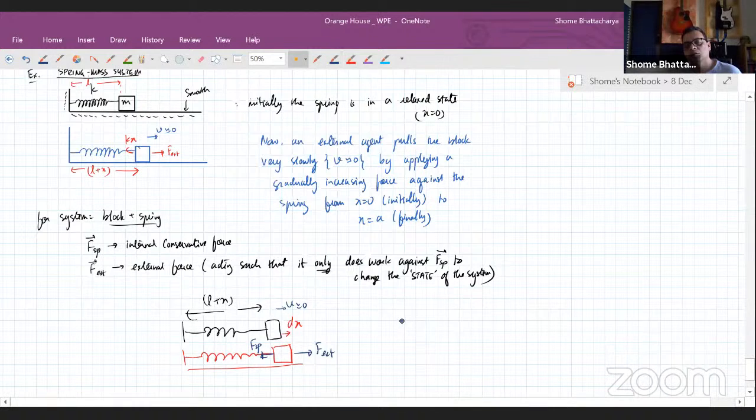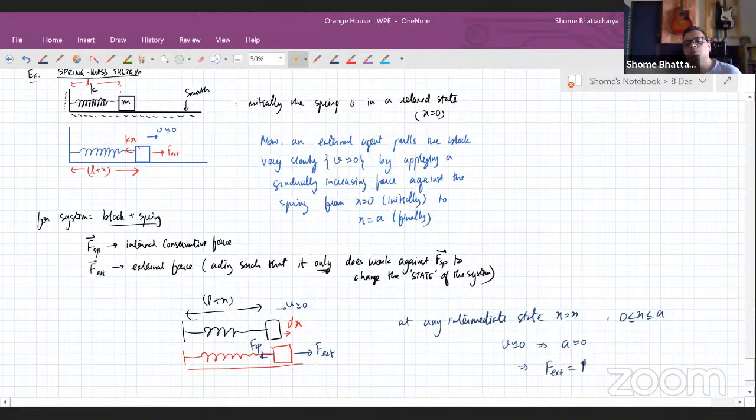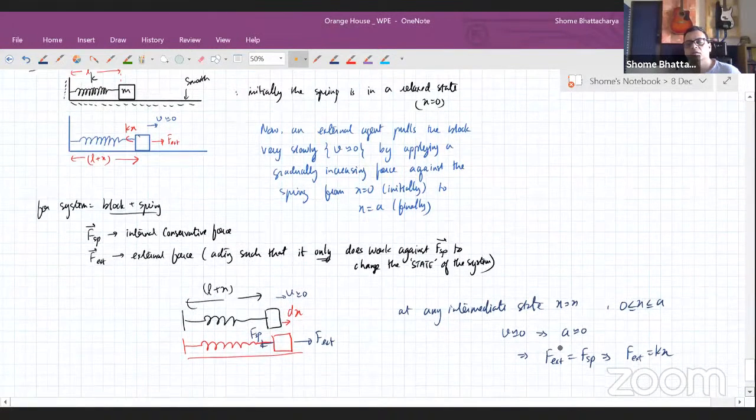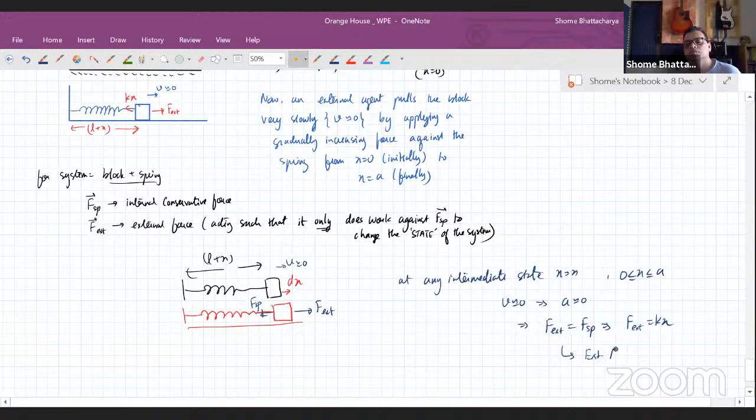Okay. So at any intermediate state x equal to x, so x has not yet reached the final value of a, but it has become more than 0. Since the velocity of the block is tending to 0, so its acceleration is tending to 0. So the external force has to be equal and opposite to the spring force. So the magnitude of the external force is Kx. Okay, so just make a note up to here and then we will apply the equation above to find out the formula for change in potential energy.